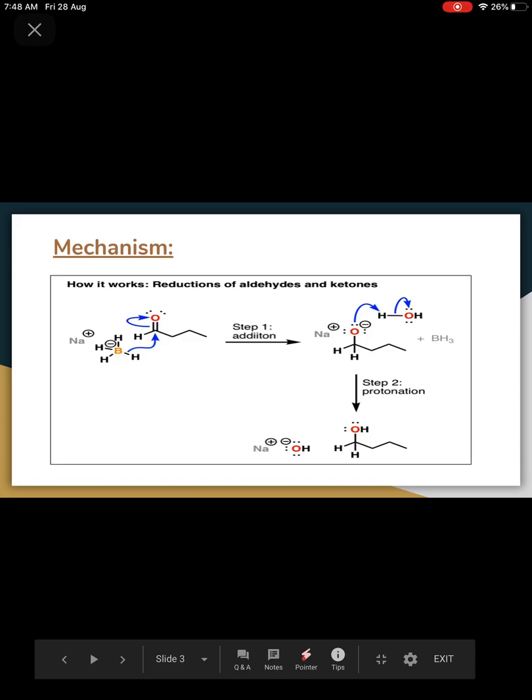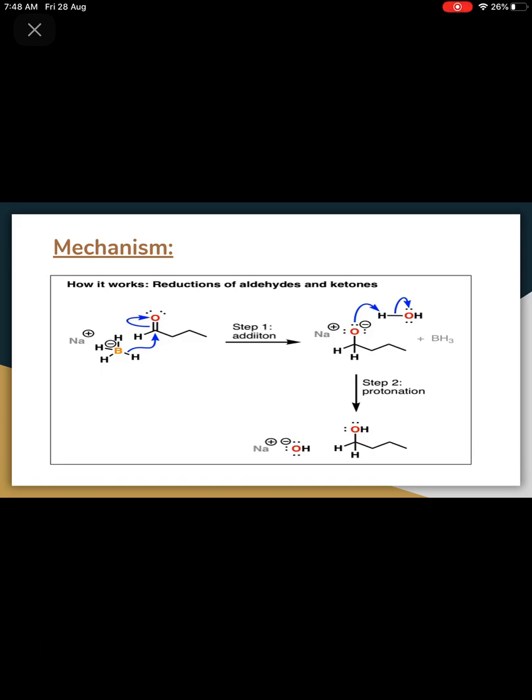Now let's see how this reducing reagent works. Reduction of aldehyde and ketone. So NaBH4, right? This Na has a positive charge and this B has a negative charge. Boron has a negative charge. So this hydrogen atom from BH4 will attack this carbonyl carbon atom, C double bond O. So that bond will break and oxygen will have a negative charge.